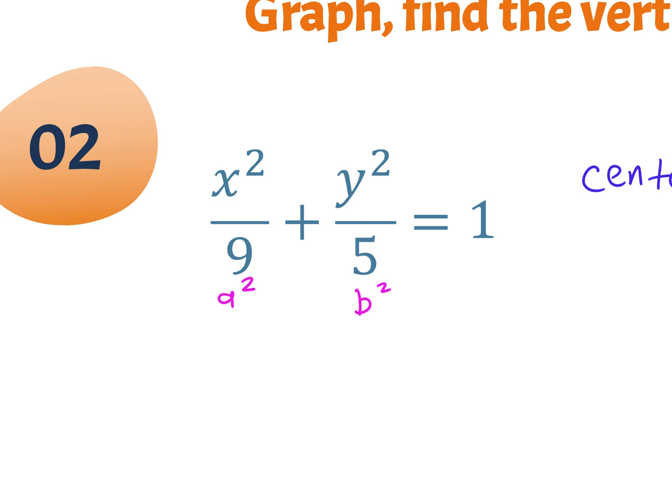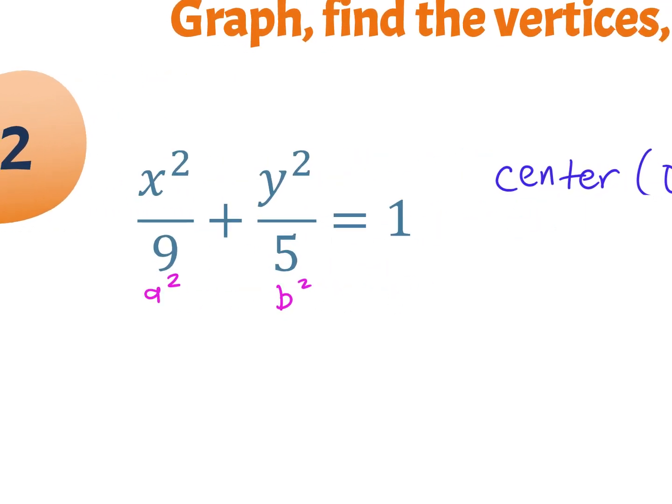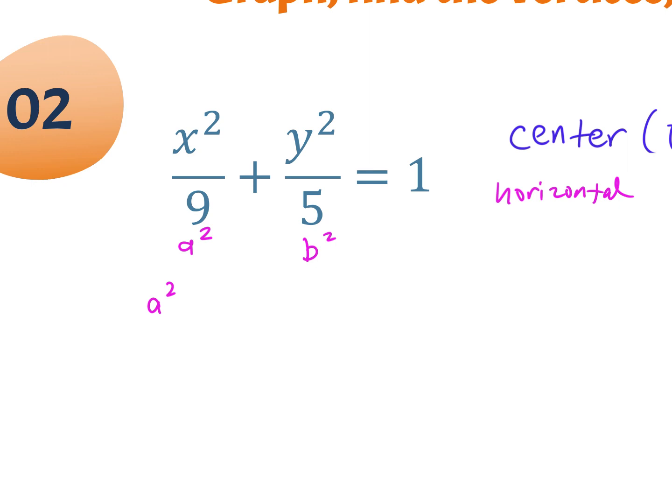What kind of an ellipse am I going to have here? Horizontal. Good. That's very important information, guys. So a squared equals 9. So a equals plus or minus what? Okay. b squared equals 5. So b equals plus or minus square root of 5.